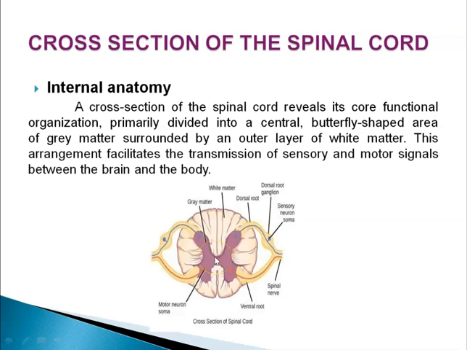So it reveals its core function. Primarily it has been divided into the central butterfly-shaped, we say it either as butterfly-shaped or otherwise the H-shaped gray matter. So it's an inner gray matter and the outer white matter. This arrangement facilitates the transmission of the sensory and motor signals between the brain and the body.